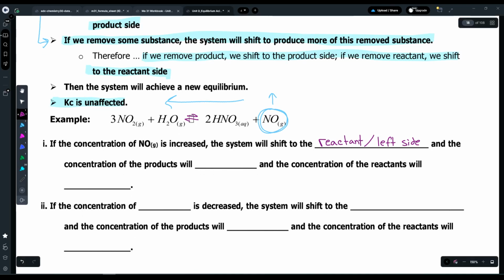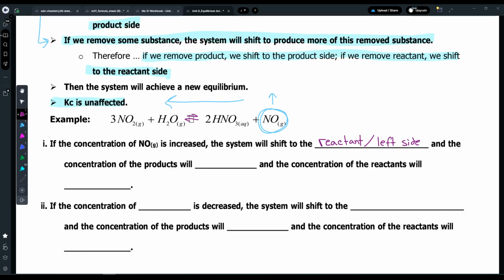So just as a heads up, you absolutely do have to be able to know and predict how different stresses are going to cause an equilibrium to shift, or which direction the stress is going to cause an equilibrium to shift. So if the concentration of nitrogen monoxide is increased, the system will shift to the reactant or the left side, both mean the same thing, and the concentration of the products will blank.